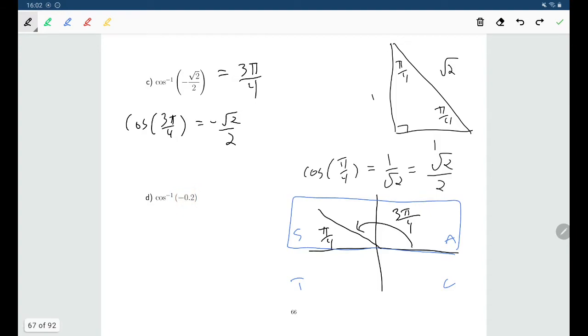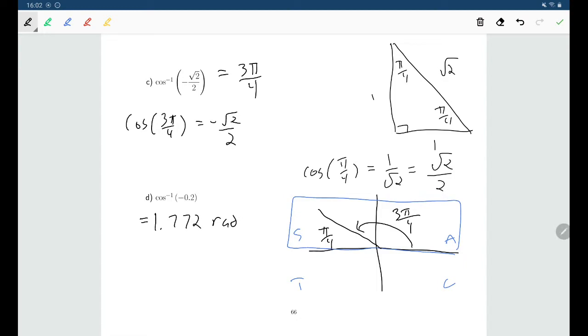So for that, I will use my calculator, and I found that when I enter in, again, making sure that you're in radians mode, second function cos negative 0.2, I get a value of about 1.772. And of course, this is a measurement in radians. So I'm not saying that cosine of 1.7 degrees is negative 0.2. It's cosine of 1.772 radians is negative 0.2. So cosine inverse of negative 0.2 is 1.772 radians.